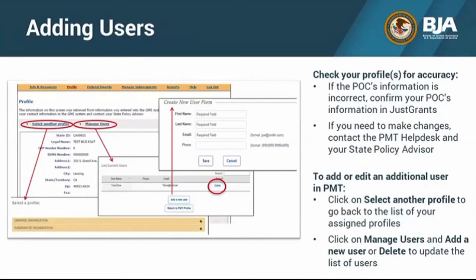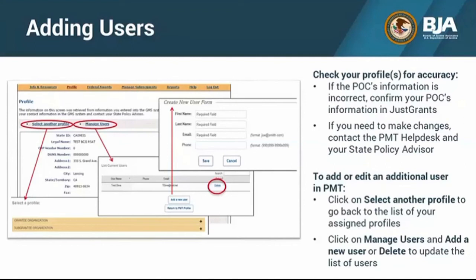Only add users who need access to the PMT to complete data entry and reporting. Adding a user automatically sends that person an email with a link to create and complete a user account. You may want to proactively notify any individuals you add as users, since they have a limited amount of time to complete their profile and set up an account. As a note, you must be a BJA grantee or subrecipient to set up a username and password.